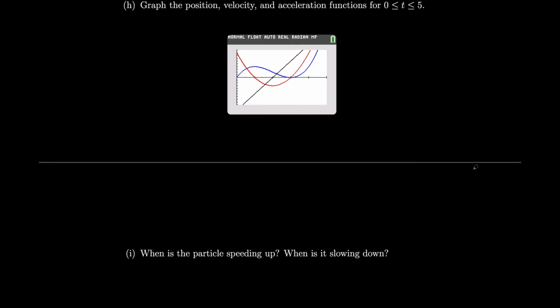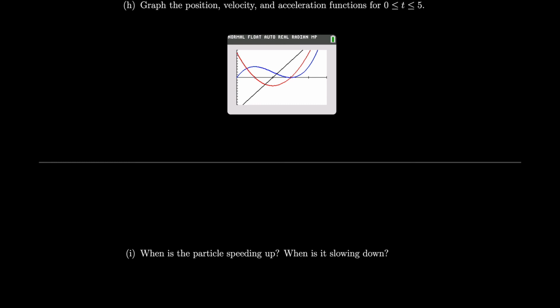Okay, when is the particle speeding up? When is it slowing down? So it's speeding up when either the velocity is positive and increasing or negative and decreasing. So that means that the velocity and the acceleration are both positive or both negative. So we need to look for when velocity and acceleration have the same sign. So looking at our graph, we see that velocity is positive over here, but acceleration is negative over there, so that's not going to work.